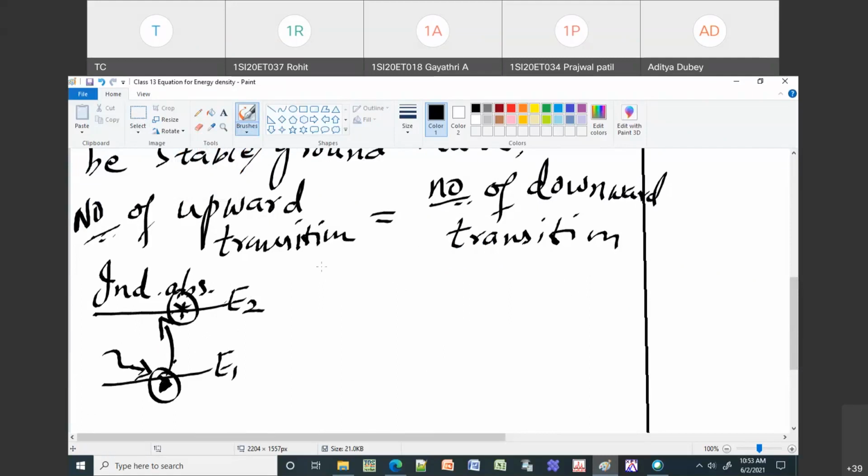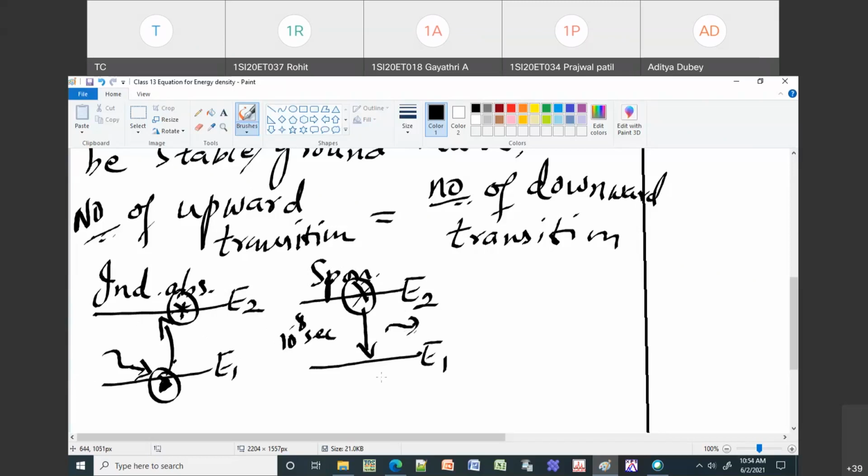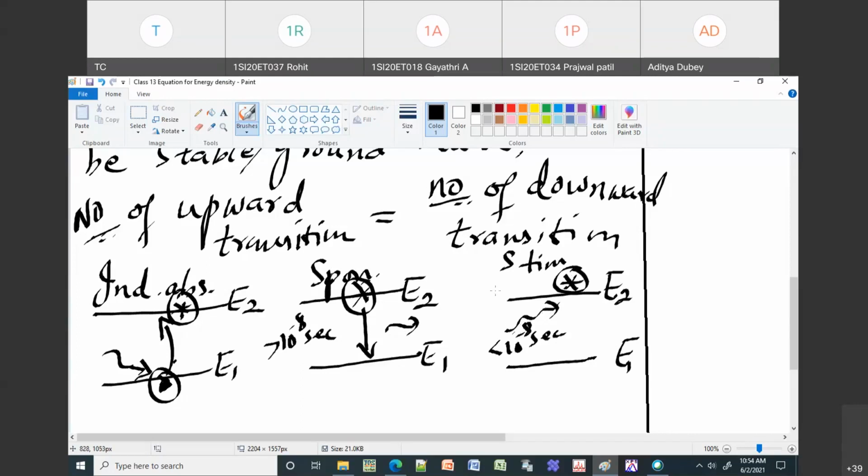Then in spontaneous emission, what happens? You have E2, the atom is already in excited state. After some time, after 10 raised to minus 8 seconds, it is going to come down to ground state by giving out 1 photon. And then there is stimulated emission. In stimulated emission, there is already an atom in the excited state. Then you give some more energy. This is before 10 raised to minus 8 seconds, and spontaneous is after 10 raised to minus 8. Then this atom is going to come down to ground state by giving out 2 photons.